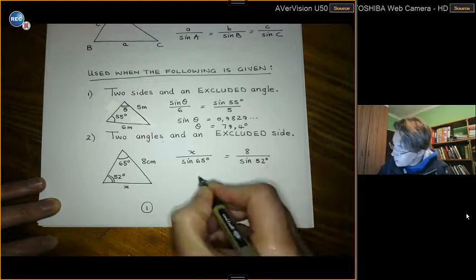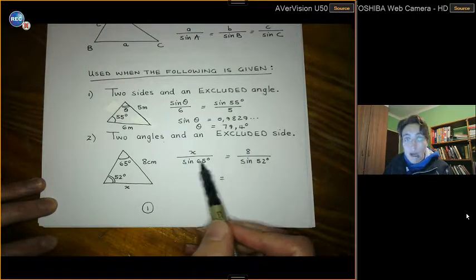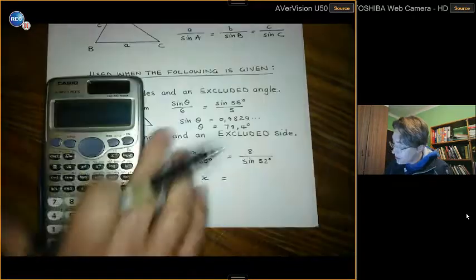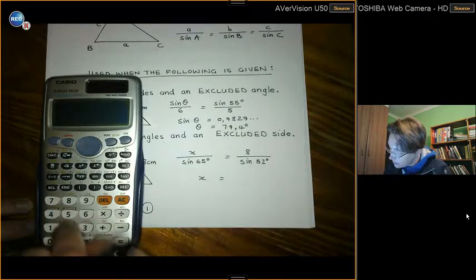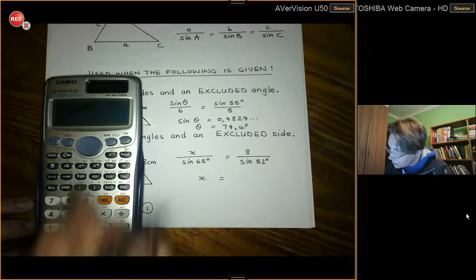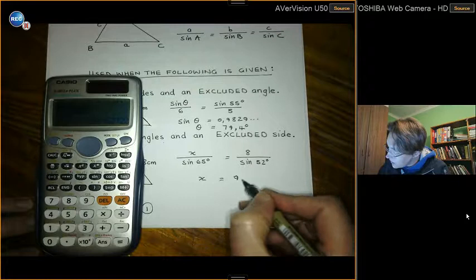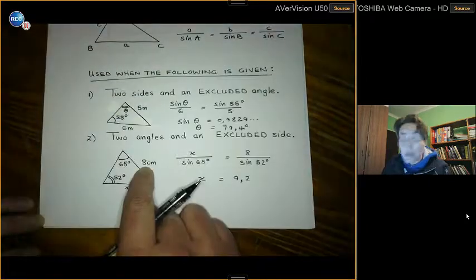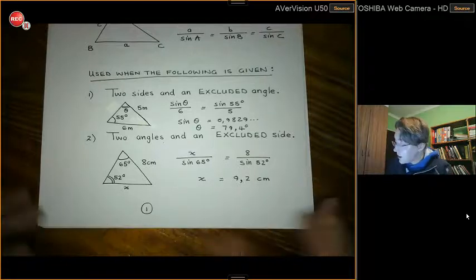This one is pretty easy and straightforward. We can then just multiply this by that denominator. So we can say 8 times the sine of 65 divided by the sine of 52. And my answer there is going to be, correct to 1 decimal place, 9.2, and our units are in centimeters. So that's the second situation in which I can use the sine rule.